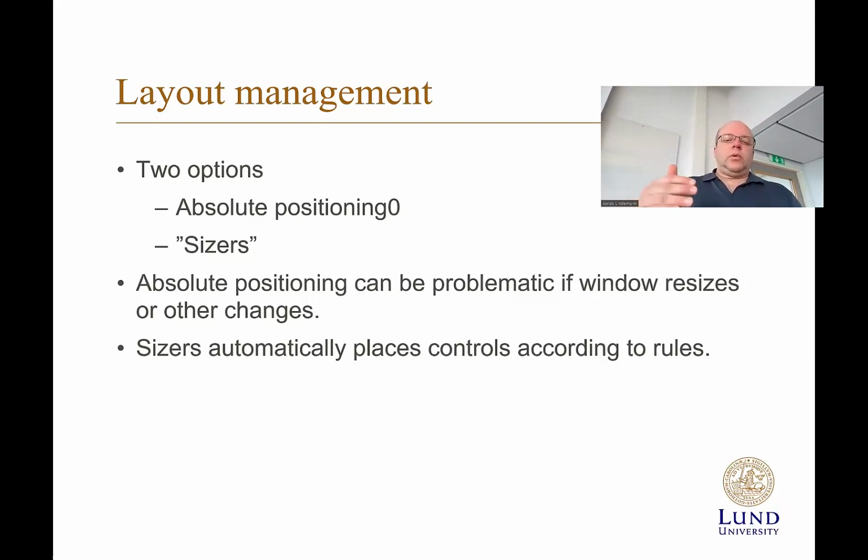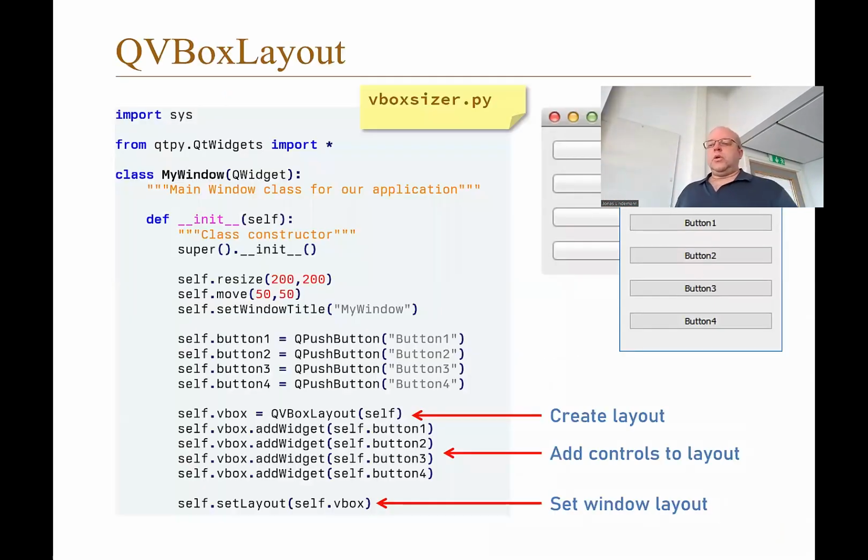So the first thing I showed you now is called absolute positioning, and then we have something called sizers. And sizers are special controls that can rescale and move existing controls in the window. So if you add things to a sizer, it will automatically move them around according to some certain rule. So we are going to do this here.